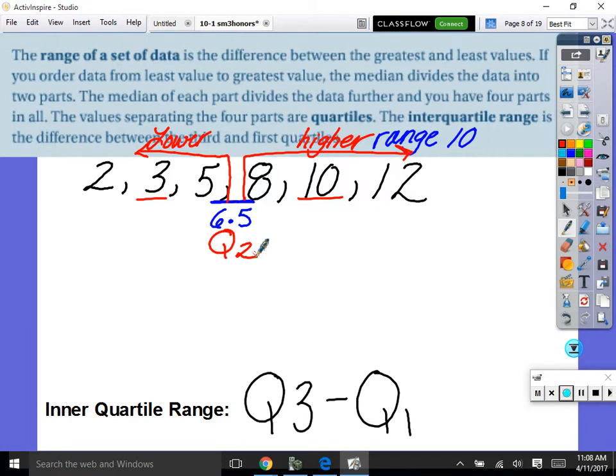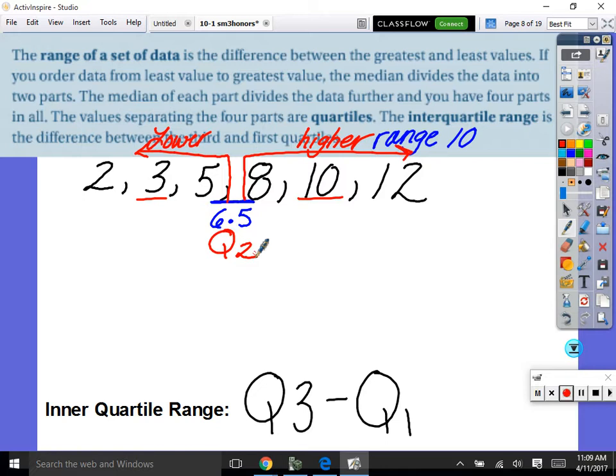If I said to you, what's the range of the data set, that just means what's the values that this is ranging over. So we took 12 minus 2, the highest value minus the lowest value. So this is ranging over 10 values.